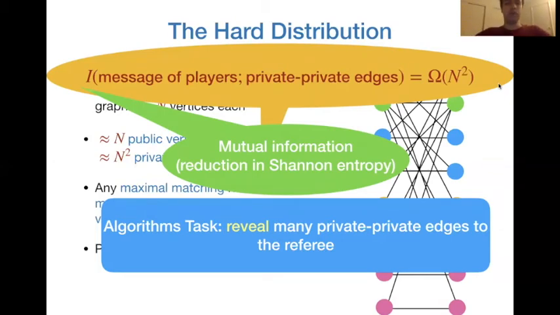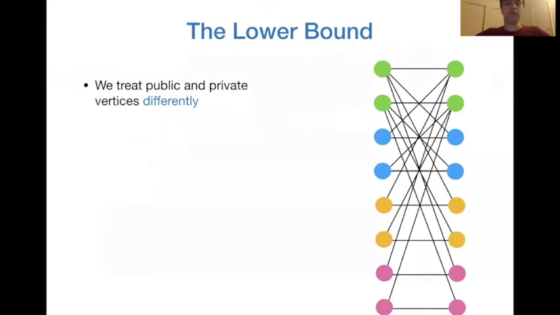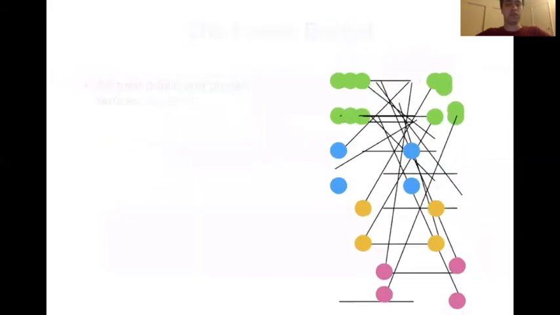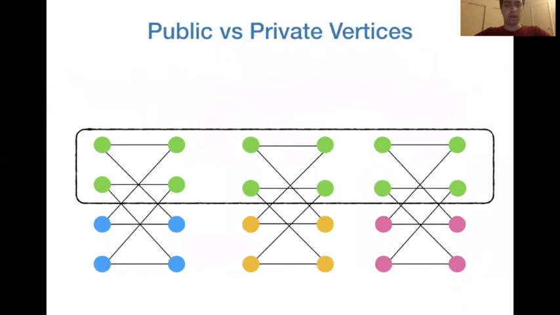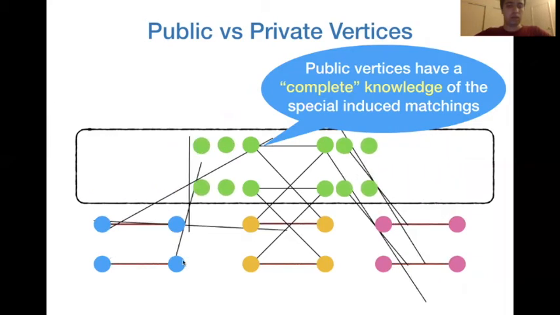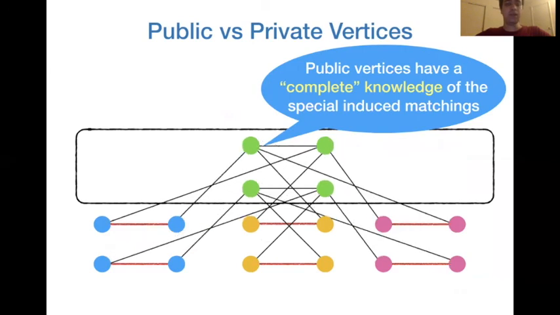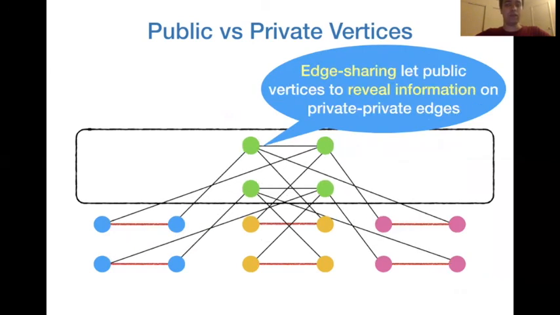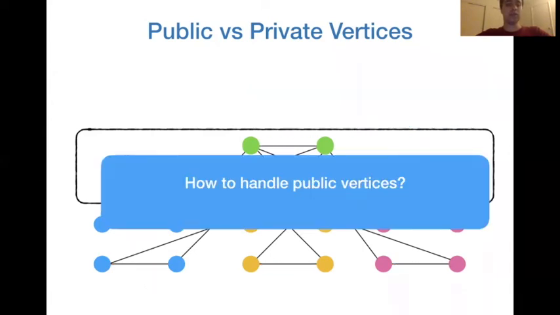Okay, so let me tell you a bit how we prove such a thing. We are going to treat public and private vertices differently. Public vertices are very hard to work with. The reason is that they have complete knowledge of which induced matching in the RS graph is important. They know these red edges. And because of this edge sharing phenomenon that we have, they can in fact talk about these red edges directly to the referee. That makes life hard, but the good thing is that there are not too many public vertices.